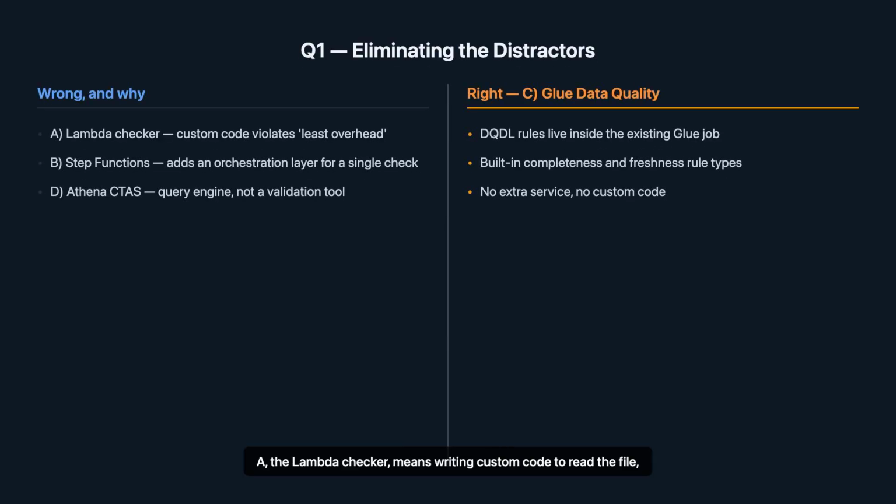Let's eliminate. The Lambda checker means writing custom code to read the file, count rows, and decide whether to fail. That's the opposite of least overhead. B. Step Functions branching adds an entire orchestration layer for a single validation check, overkill. D. Athena CTAS is a query engine, not a validation tool. That leaves C. Glue Data Quality with DQDL. The rules live right inside the existing Glue job. Completeness and freshness are built-in rule types, and there's no extra service to manage. C is the answer.